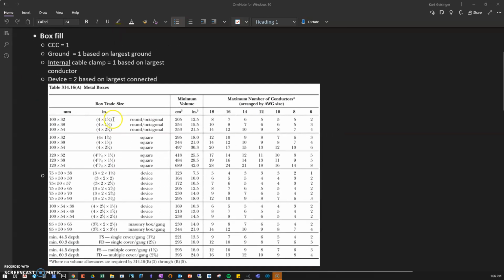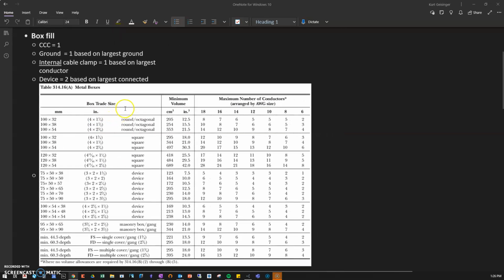So, first of all, a couple tables we need to be aware of here out of the code. First one is 314.16(A). That's the table that tells you how many cubic inches, which comes from this column, how many cubic inches are in various types of boxes. The test may ask you what's the smallest 4 square box I can fit this many things in.